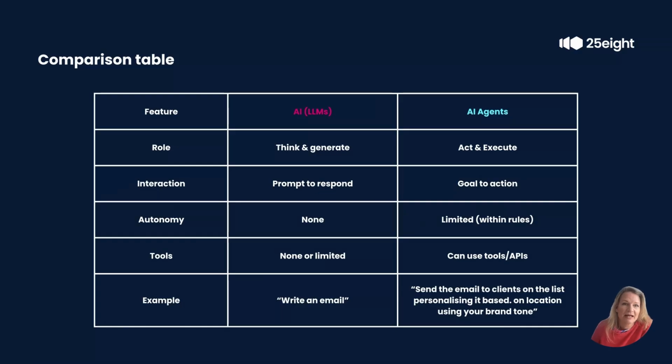In comparison, an AI may think and generate, an AI agent acts and executes. You prompt a LLM to respond, whereas you provide a goal to AI agents to action. The LLM chatbot doesn't have much autonomy, whereas the AI agents have some autonomy within rules. The LLM has limited access to tools, whereas the AI agents can use tools and APIs. The LLM can do things like generate content, write an email, whereas an AI agent can send the email to clients on the list, personalizing it based on location using your brand tone.